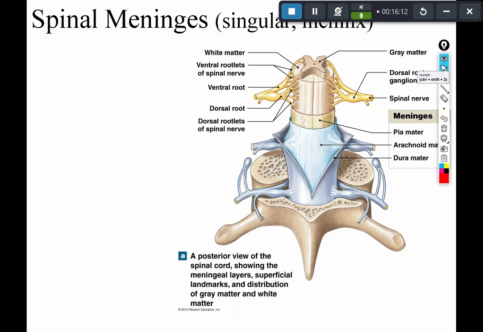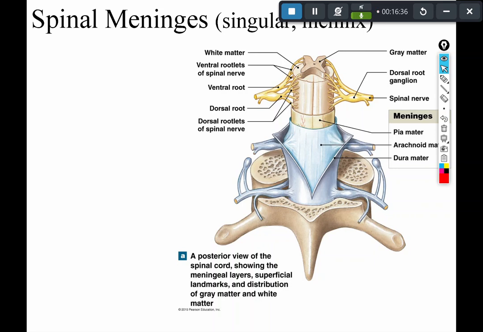Okay, so moving on, we're going to talk about the spinal meninges. The singular is meninx, which is fun to say. I also want to point out that the cerebrum has the same sets of coverings. We'll circle back to this eventually, but it's the same meninges in the entirety of the central nervous system.